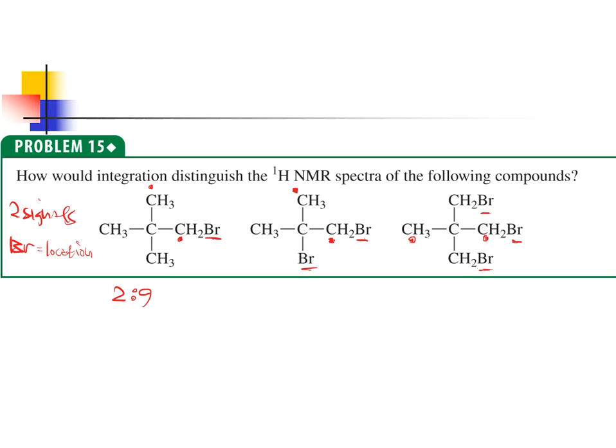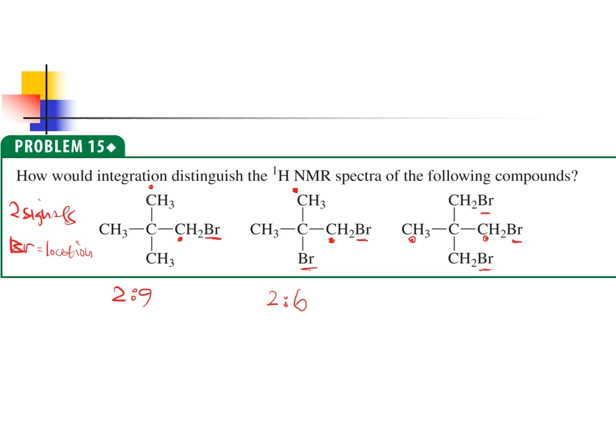Next one, we see a bromine that's there. That has a signal that's associated with it. There's 2 of them. And then here we see 2 different CH3 groups, but they are equivalent. They are the same. So I get 3 hydrogens from the first and 3 hydrogens from the second, which is a 2-to-6.